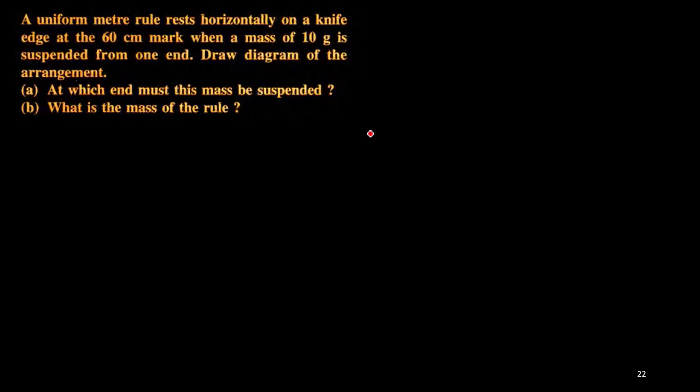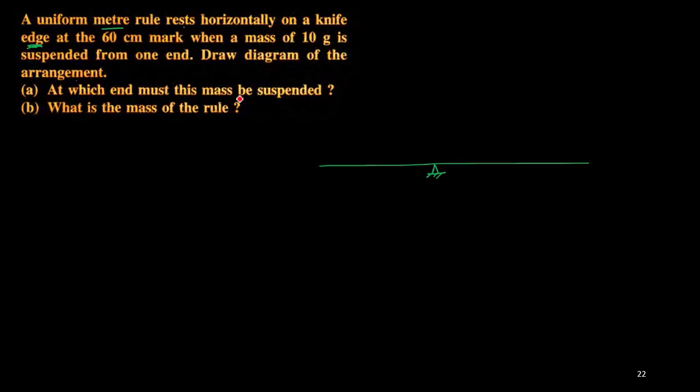Okay. Now there is a uniform meter rule placed horizontally on a knife edge. Now what is a knife edge? A knife edge is basically a support. The symbol of a knife edge is like this. So the uniform meter rule is supported on the knife edge like this. Meter rule means the total length of the rule is 1 meter, that is 100 centimeter. At the 60 centimeter mark, a mass of 10 gram is suspended from one end.